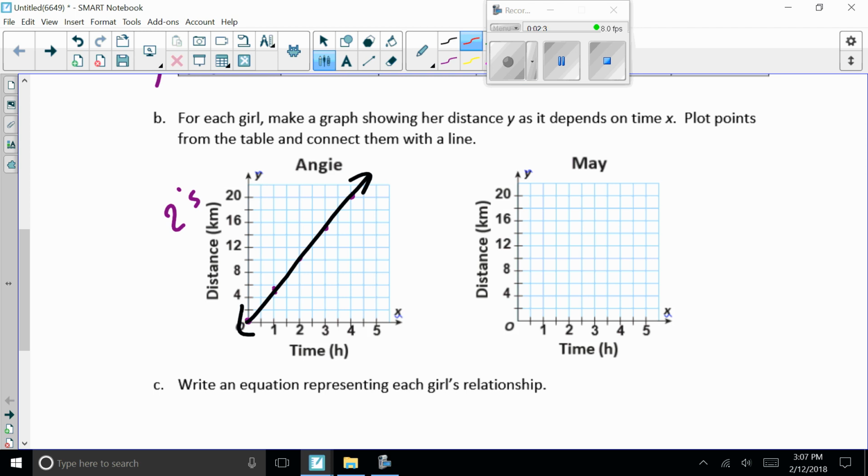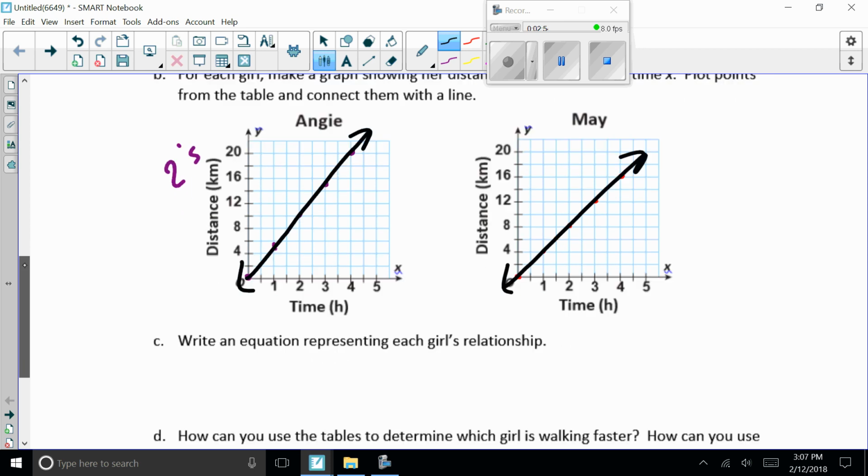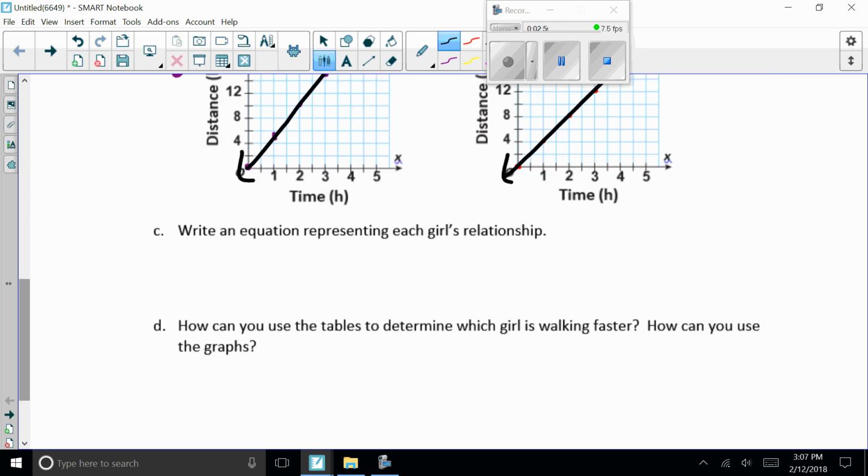For May, we're going to go back to the table for her. Her first point is at 0, 0. Her second point is at 1, 4, 2, 8. So you see her numbers line up a little bit better. 3, 12, and 4, 16. If I connect her dots with a line, you see that they are both linear and they both go through 0, 0. So we're going to write an equation that represents each girl's relationship.